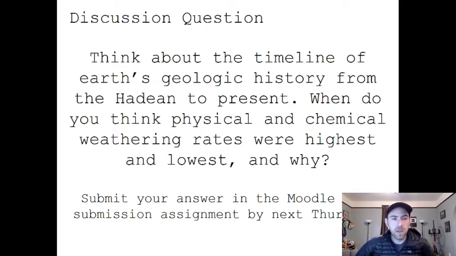I've posted this discussion question to get you thinking about temperature versus rainfall, versus potentially questions about acidity and so forth. Think about the timeline of Earth's geologic history. So everybody's probably taken an intro geology course where you've talked about what Earth's atmosphere was like at the beginning versus now, and when things were warmer versus colder, right? There were hothouse times, greenhouse times, there were icehouse times in Earth's history.